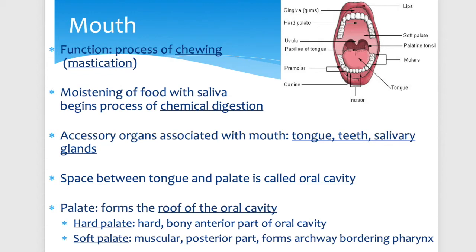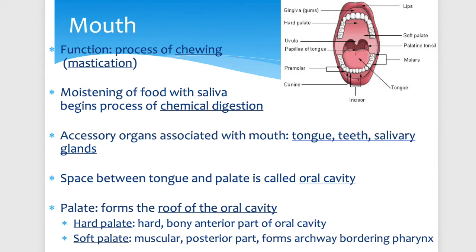There are accessory organs that are associated with your mouth, and we mentioned those earlier. That's going to include the tongue, teeth, and salivary glands. The space between your tongue and the palate, or the roof of your mouth, is called the oral cavity. And there's two parts to the palate: you have the hard palate and the soft palate.